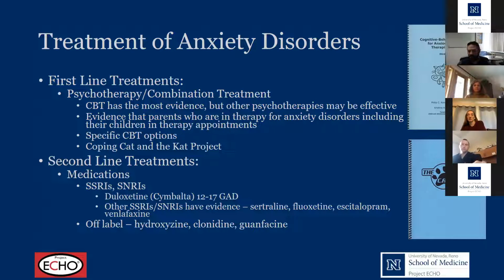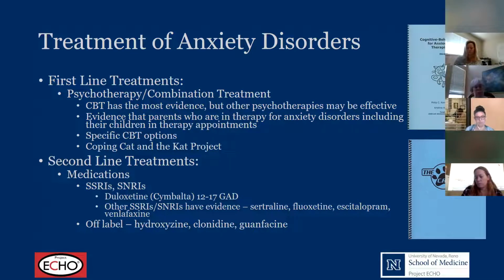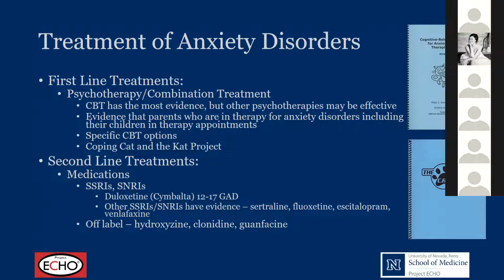There are some specific CBT options. So the Coping Cat is something for kids, for pediatric patients. It's a workbook that therapists can go through. I've had some families who are higher functioning able to work through it with their kids. It primarily identifies anxious thoughts, looks at coping skills, and comes up with a plan for how to deal with anxiety-provoking situations. That is for pediatric age patients.